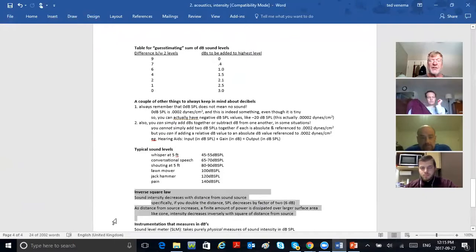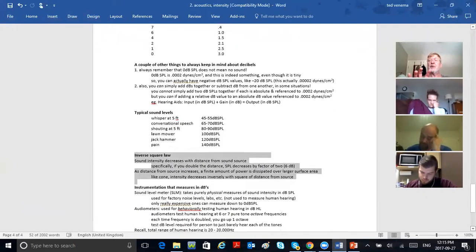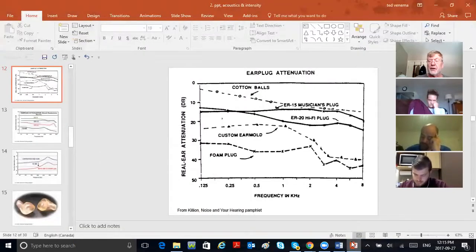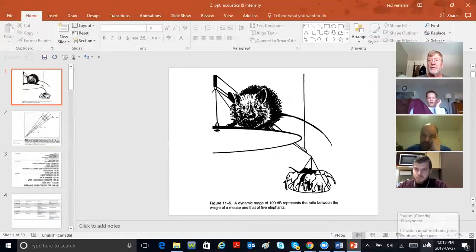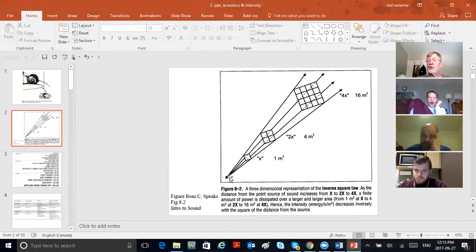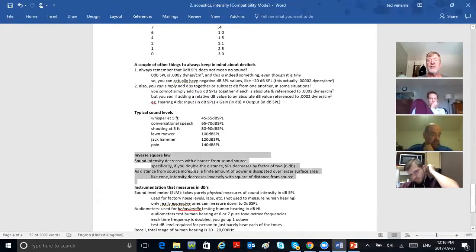This little thing that says inverse square law, that just means sound decreases with distance. Well, that makes sense. If I go to here, if here's the source, sound waves spread out, so you're going to lose intensity. The inverse square law says that as you double the distance, you go down by 6 dB, just like when you double the sound pressure, you go up by 6.